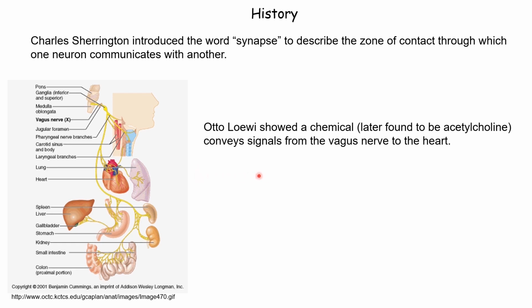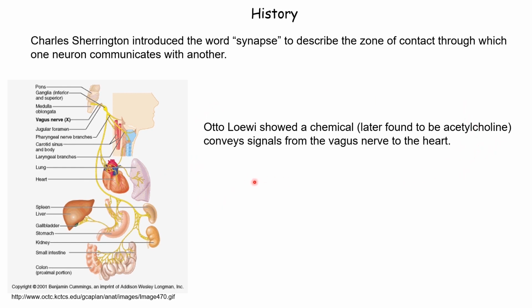That was not clear. And he did a very clever experiment that showed that this interaction was in the form of a chemical. At that time that chemical was not known, so he just called it vagus stuff because it was coming out of the vagus nerve. But later it was found to be acetylcholine.